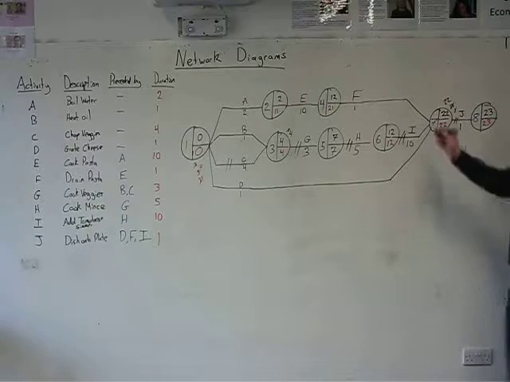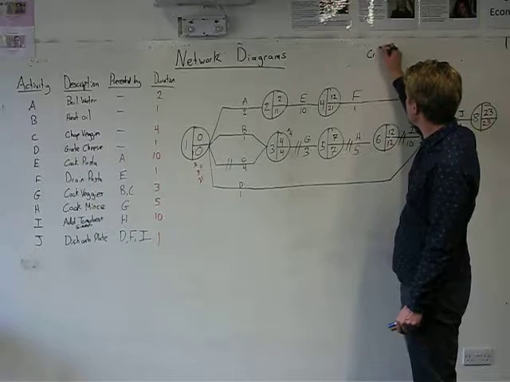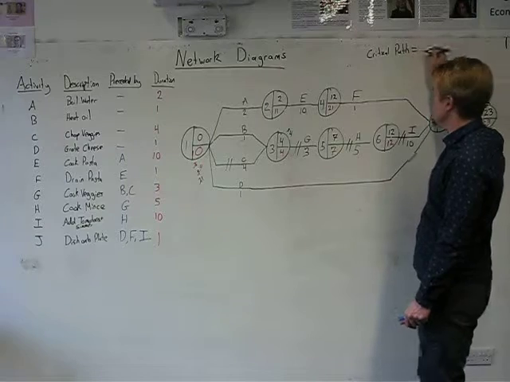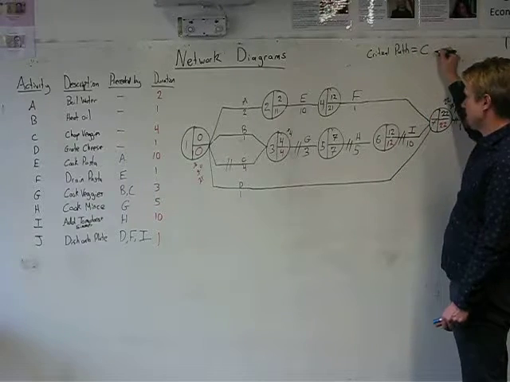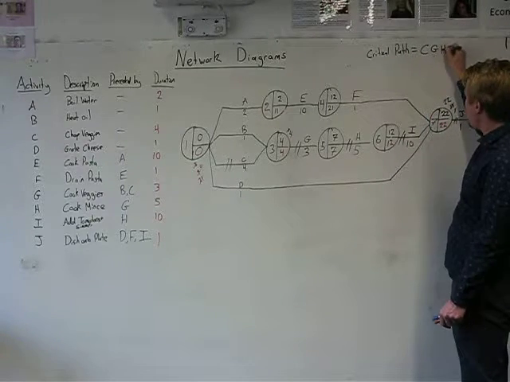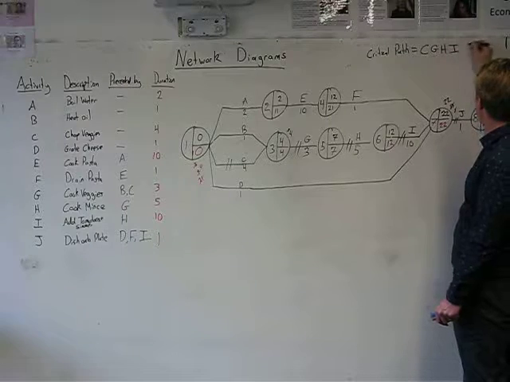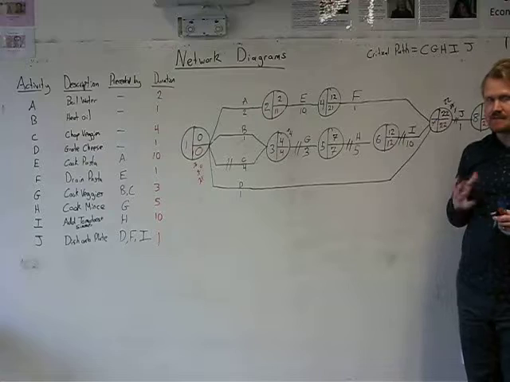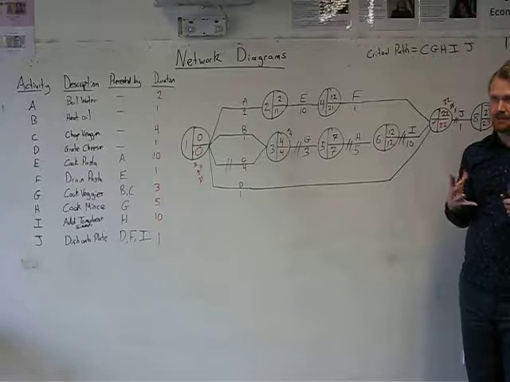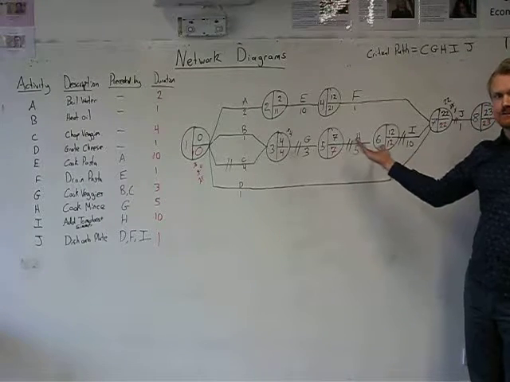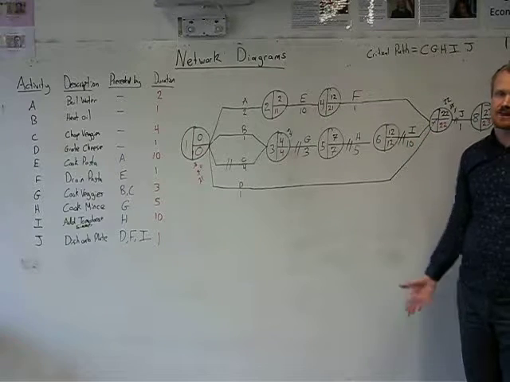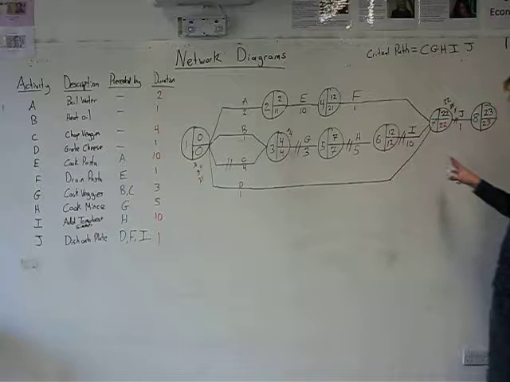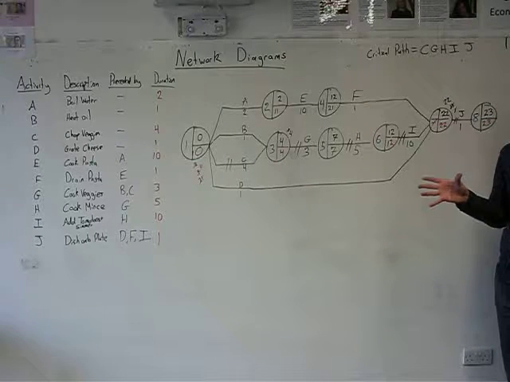So if you wanted to say the critical path of this, you can say the critical path is equal to C, G, H, I, and J, because if you mess up or delay any of those activities, you're going to take a bit longer with the meal. And so that's why it's useful for business, because a business can draw out the diagram and say which are the most important activities to do.